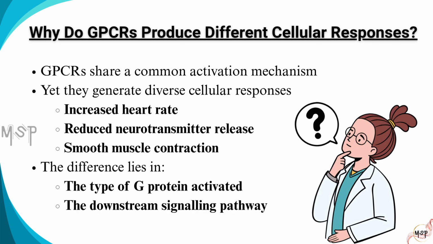Now that we understand how GPCRs become activated, an important question arises. If all GPCRs use essentially the same activation mechanism, how can they produce completely different cellular responses? How can one receptor increase heart rate, another reduce neurotransmitter release, and another stimulate smooth muscle contraction? The answer lies in the type of G protein that the receptor activates and the intracellular signaling pathways that follow.